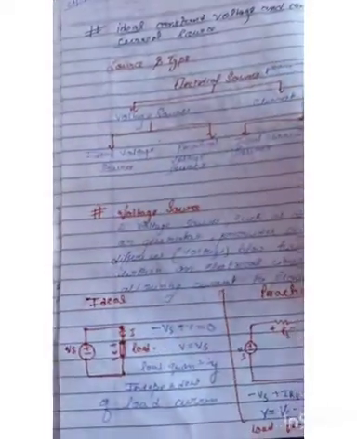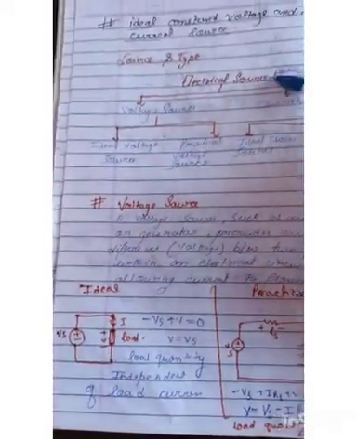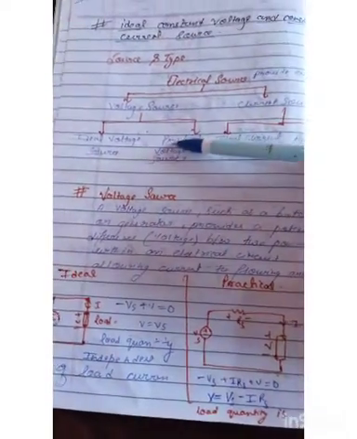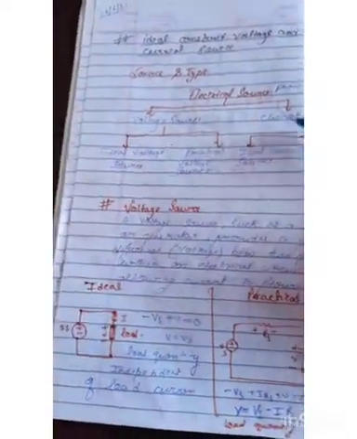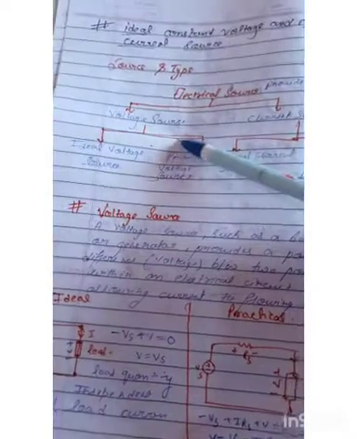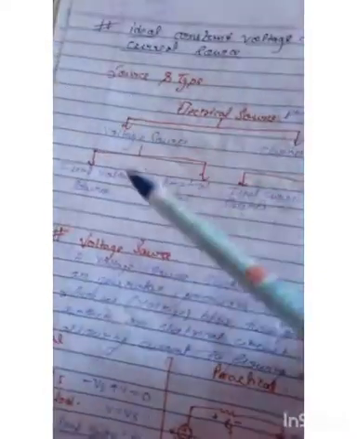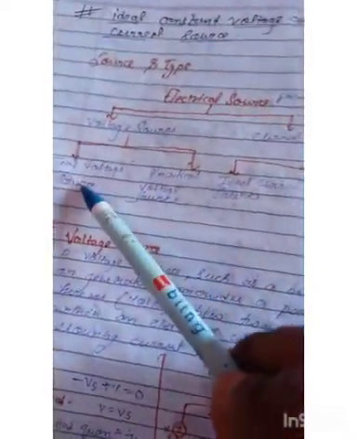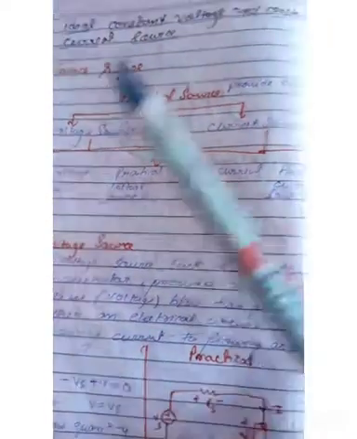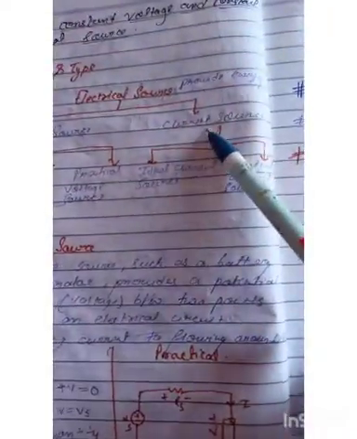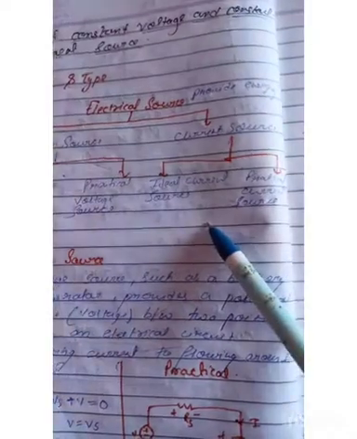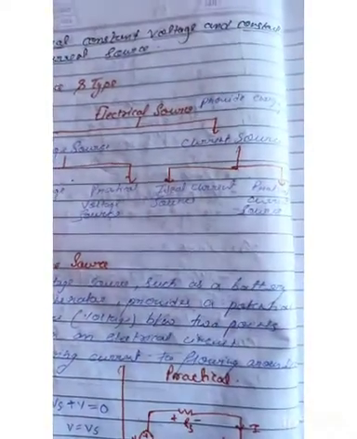The last topic is ideal and practical current source and voltage source, their source and type. Electrical sources are divided into two categories, voltage source and current source. Voltage sources are subdivided into two categories, ideal voltage source and practical voltage source. And current sources are subdivided into two categories, ideal current source and practical current source.